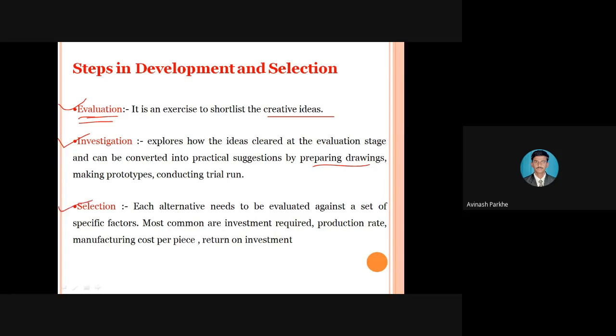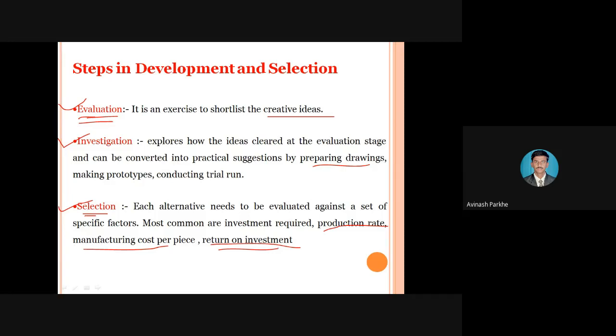Then third is called select. Once the detailed investigation is carried out on both ideas, out of those two, again we have to select only a single idea. Therefore, the third step is represented by select. But during that selection, we have to focus on a number of points. We have to focus on the production rate of idea number 1 or idea number 2, then the manufacturing cost of idea number 1 and idea number 2, then the total investment required for idea number 1 and idea number 2.